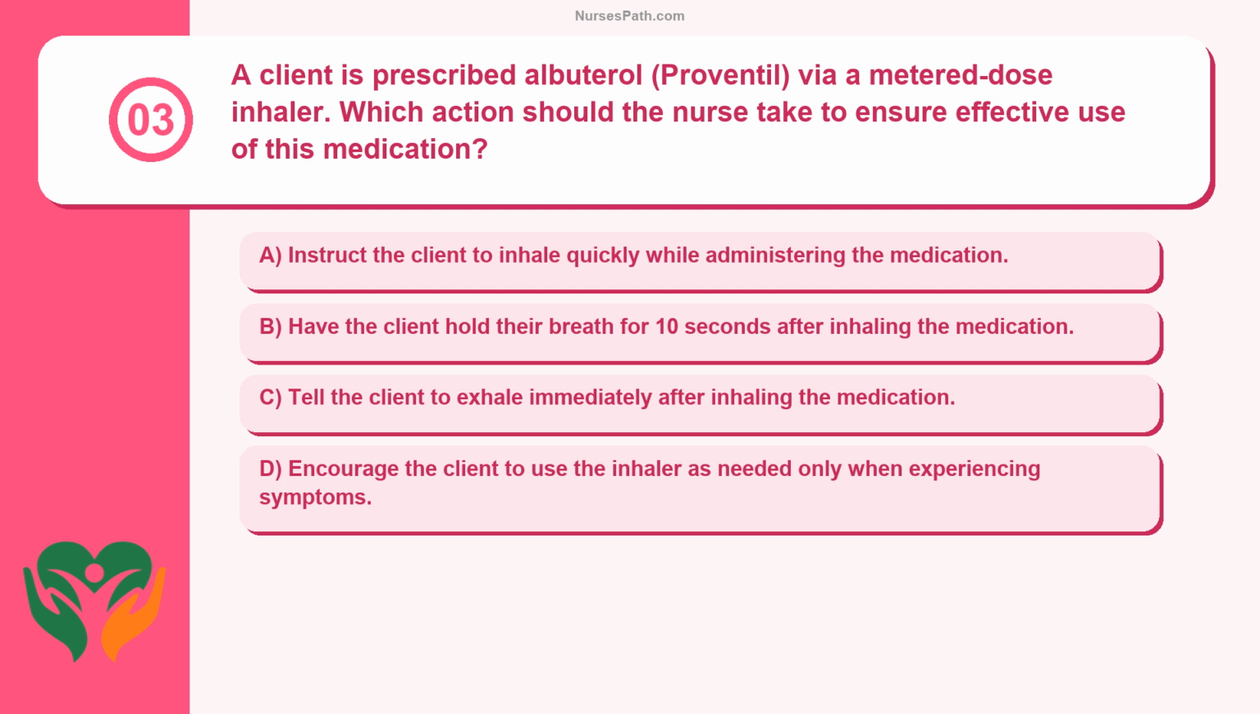Question 3. A client is prescribed albuterol, Proventil, via a metered-dose inhaler. Which action should the nurse take to ensure effective use of this medication? A. Instruct the client to inhale quickly while administering the medication. B. Have the client hold their breath for 10 seconds after inhaling the medication. C. Tell the client to exhale immediately after inhaling the medication. D. Encourage the client to use the inhaler as needed only when experiencing symptoms.